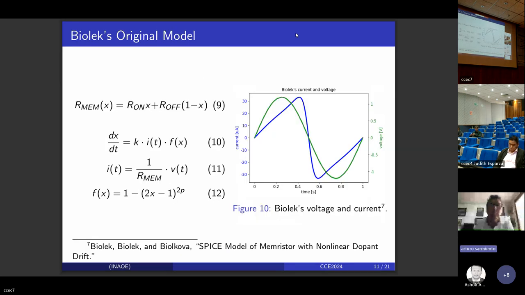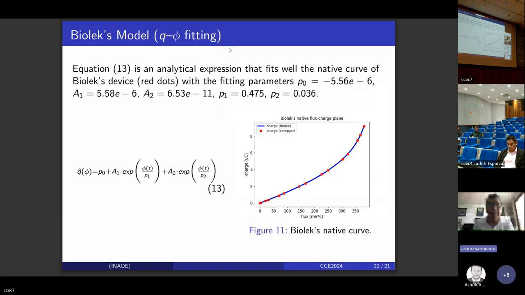We have the same methodology, and we apply it to the Biolek model. In the Biolek model, look at equation 12. Equation 12 incorporates a lot of problems regarding the determination of the model. We are able to obtain it, but we cannot use the obtained equations in circuit simulation. Next, please.